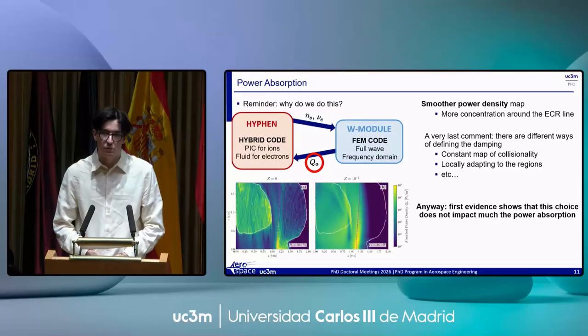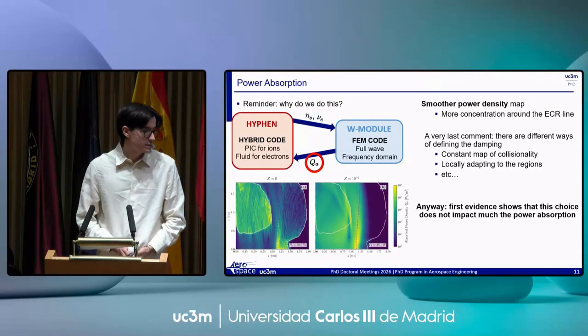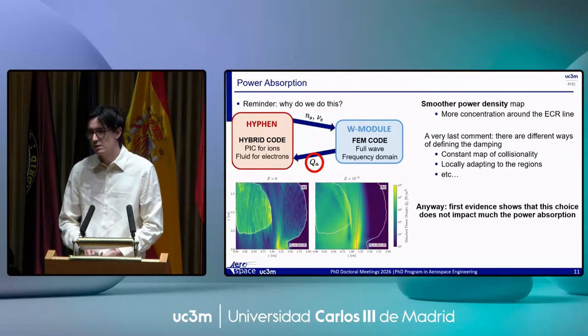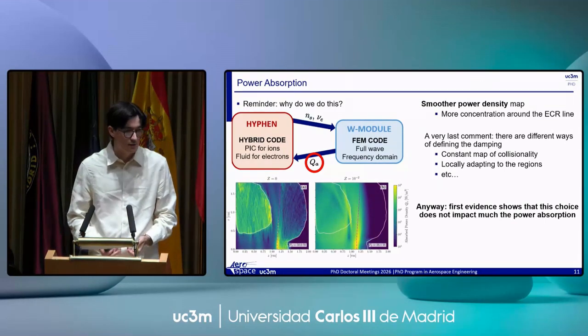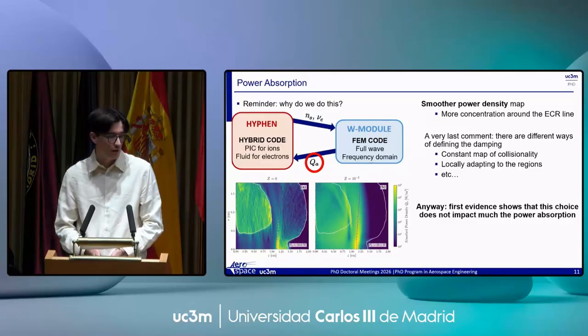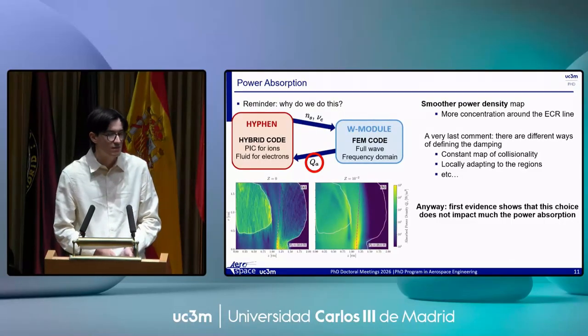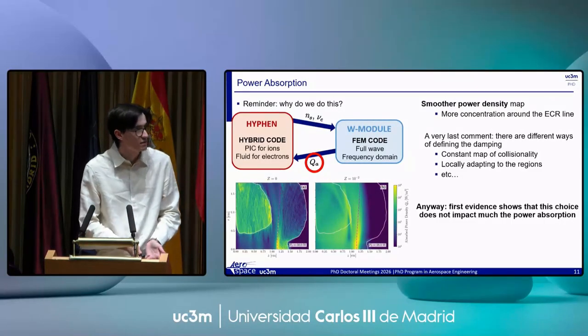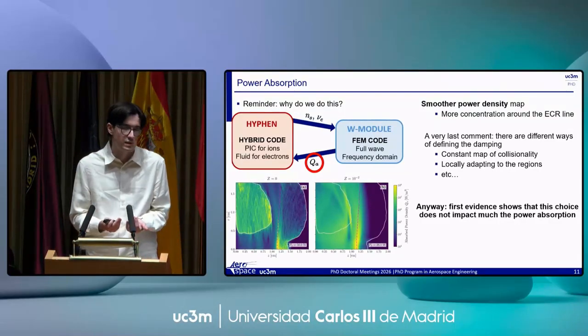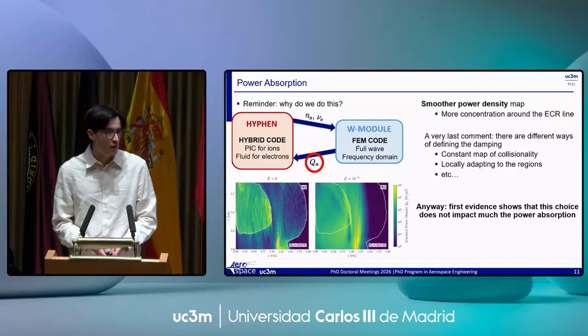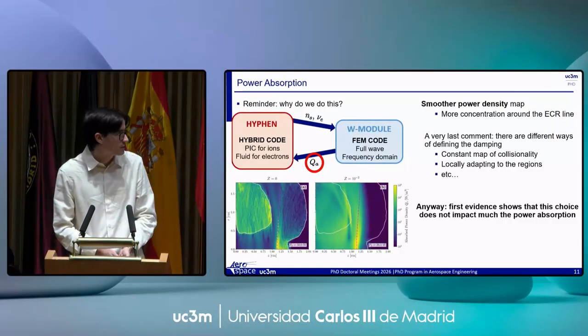A very last comment I wanted to make to conclude is that there are different ways that you can include the collisionality into the model. I tested a few, and the first evidence I have so far is that this choice of collisionality doesn't impact much the power absorption, as long as you keep the same order of magnitude, of course. So how to implement it in the model is not that important.